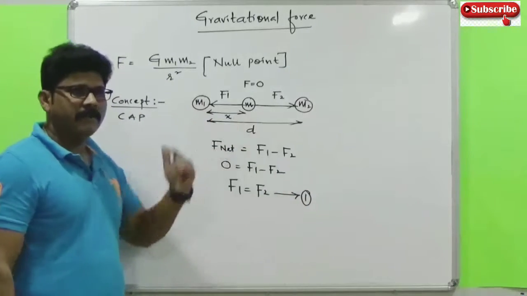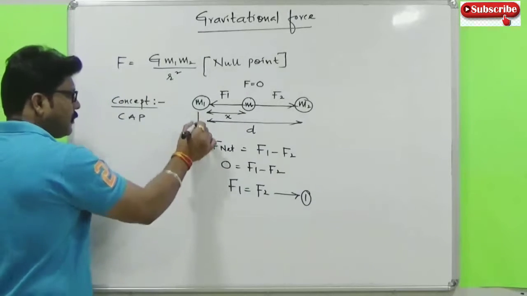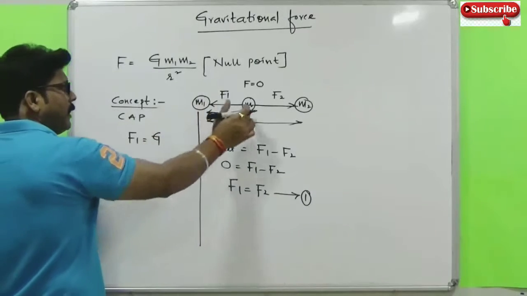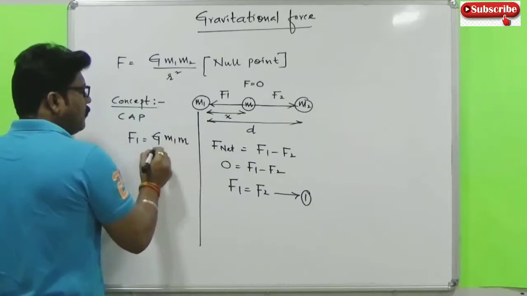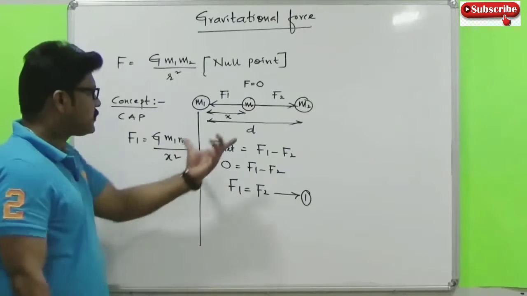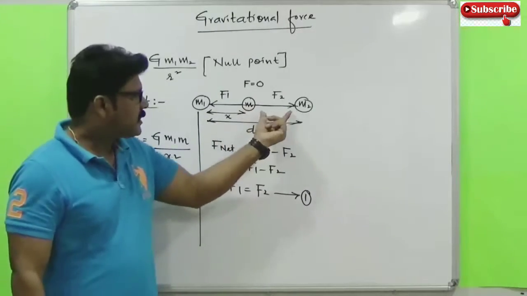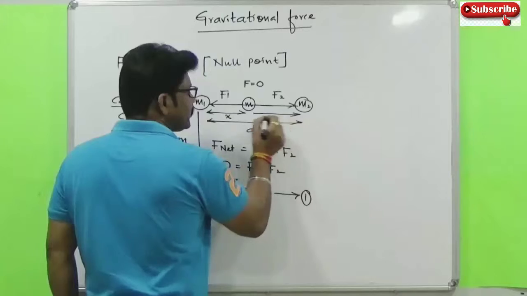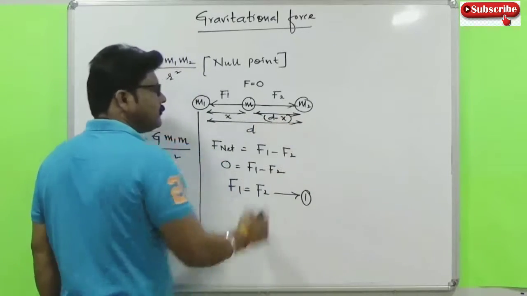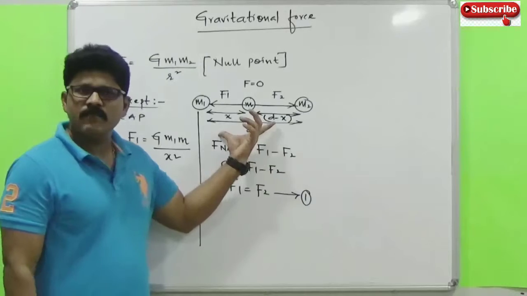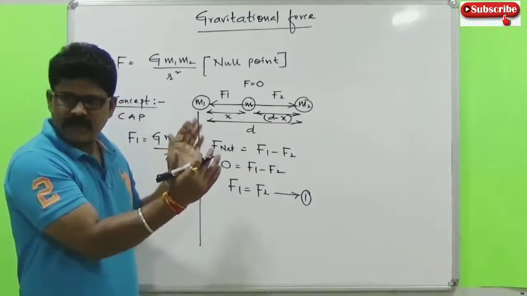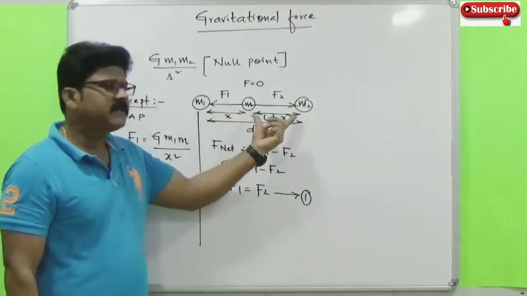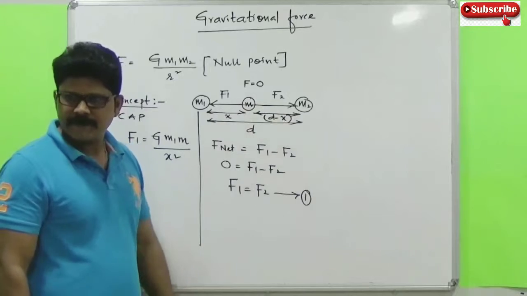Now what are F1 and F2? F1 equals G into m1 into m by x square. If the total distance is D, then the remaining distance will become D minus x. Total distance is D. We are placing a body of mass m in the middle; this is at a distance of x, and the remaining distance will become D minus x.